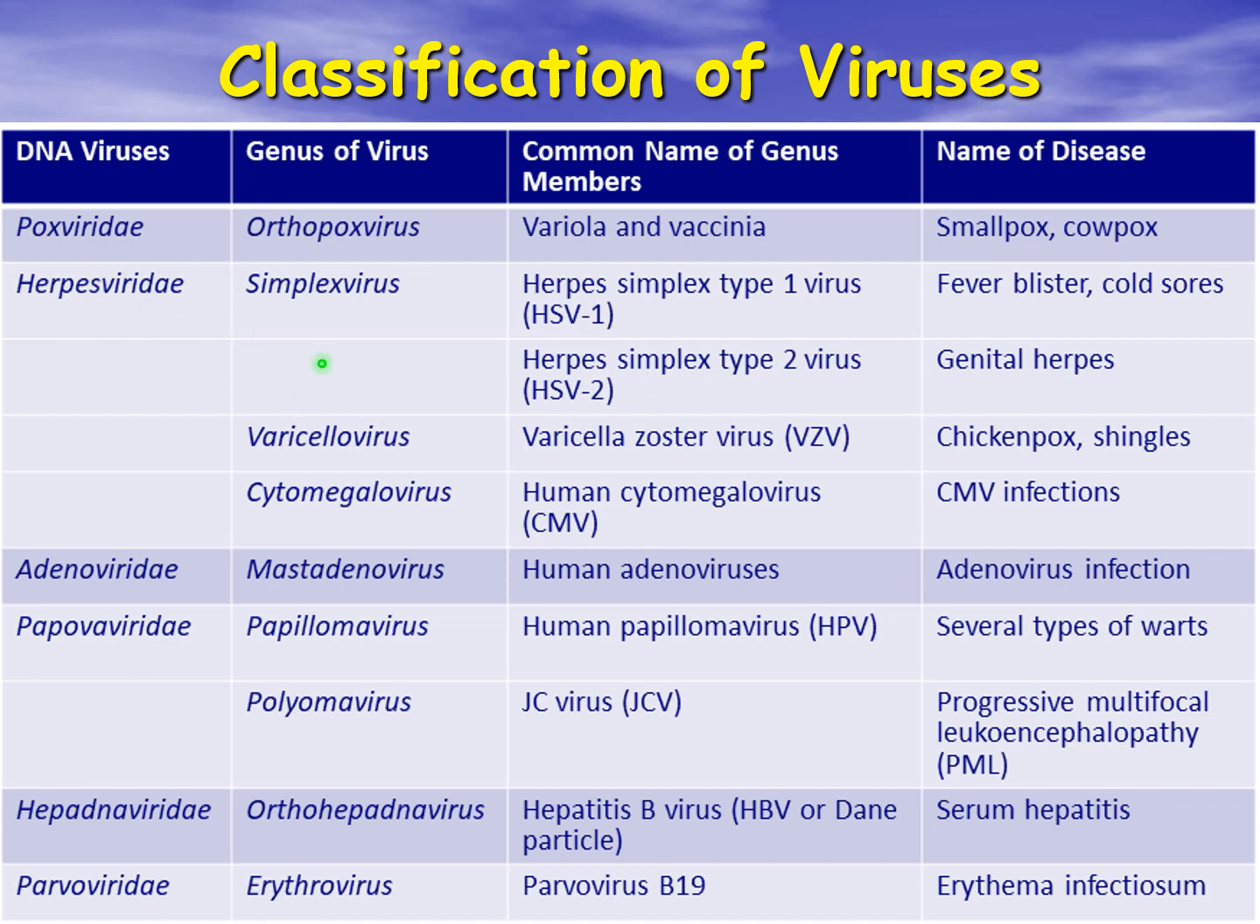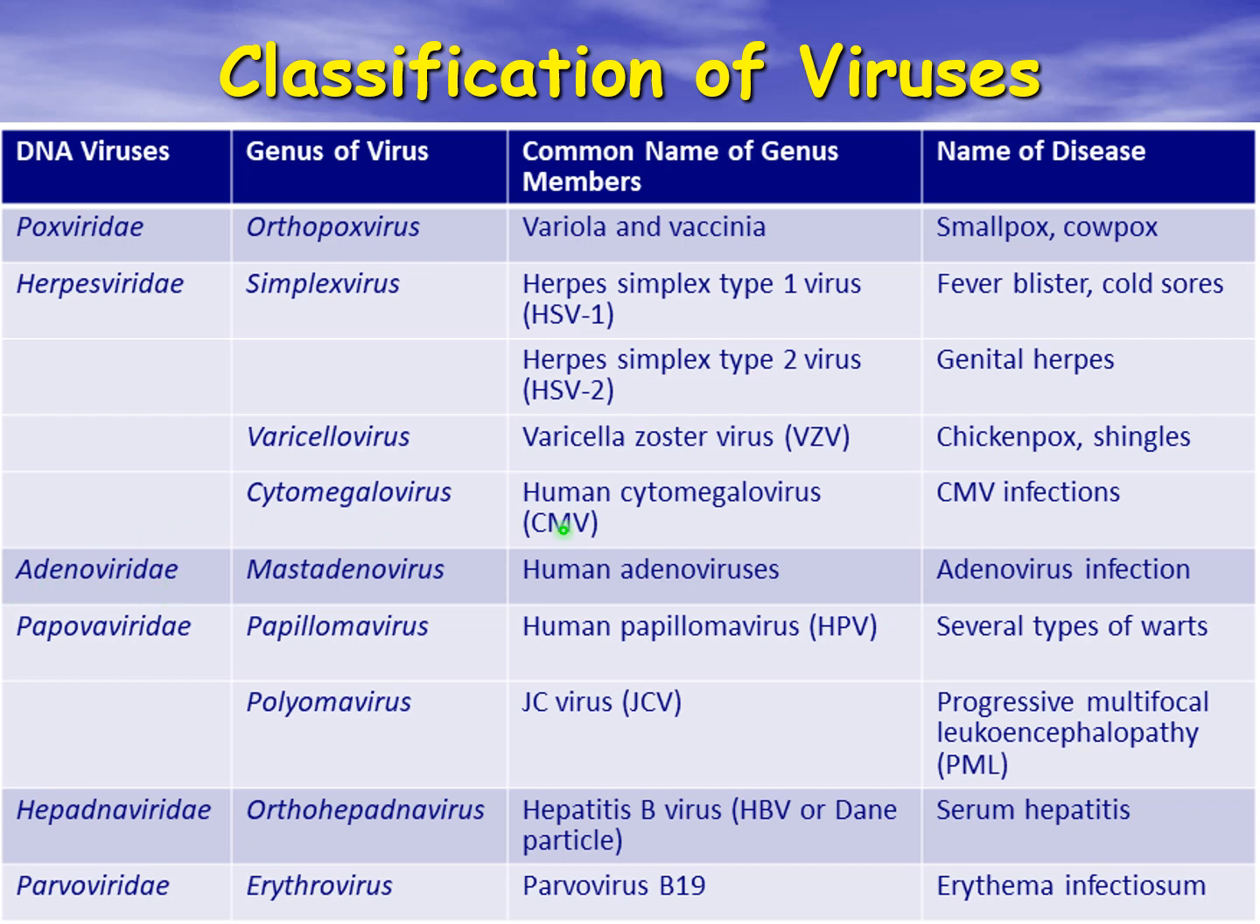The Herpesviridae family contains the simplex viruses, herpes simplex type 1 and herpes simplex type 2. Herpes simplex 1 causes fever, blisters, and cold sores, primarily in the oral cavity and nasal passages, whereas herpes simplex 2 causes genital herpes. The varicella zoster virus, primarily varicella, causes chickenpox, while zoster causes shingles. Then there is human cytomegalovirus, which causes cytomegalovirus infections in humans. And there's one other in the Herpesviridae family, the Epstein-Barr virus, which causes mononucleosis, among some other things.